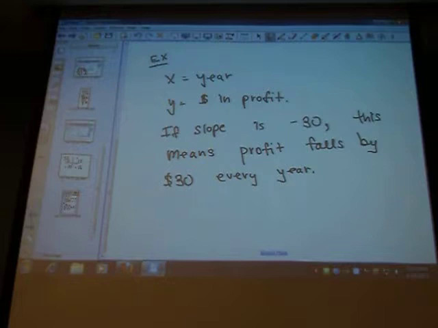So the year is independent, and the profit is dependent on that. The profit is falling $30 depending on what year it is. Every year. The way they would say this in my math lab is the profit decreases $30 per year. So per year means every year your profit's falling $30.